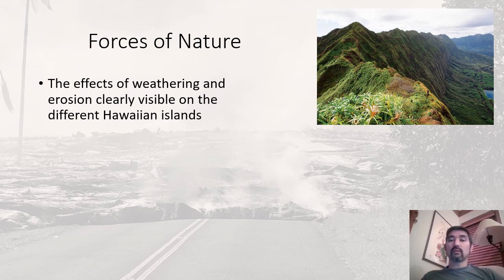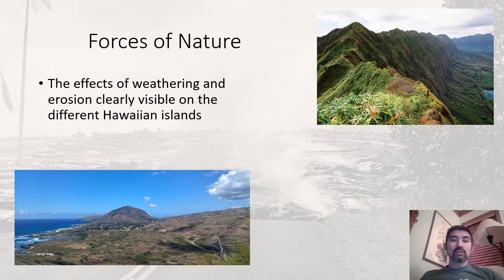So on one side of the volcano, you get these really steep cliff faces. On the other side of the volcano, you get this sort of gentle slope. And I'll go ahead and show you the other side of Oahu. So the picture on the top is the windward side of Oahu. The picture on the bottom is the leeward side of Oahu.